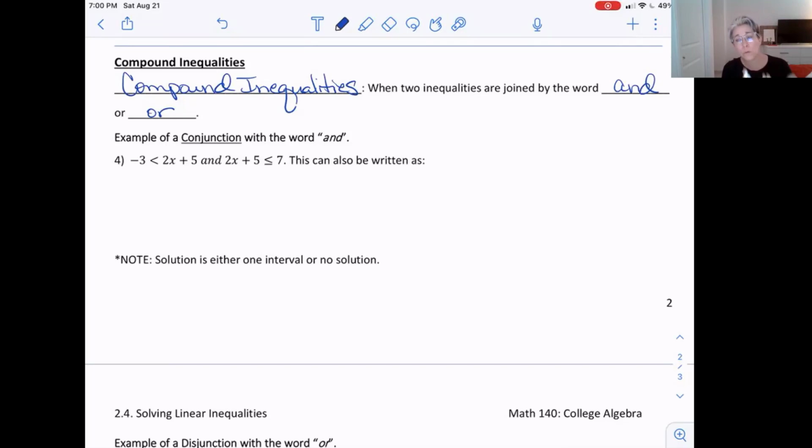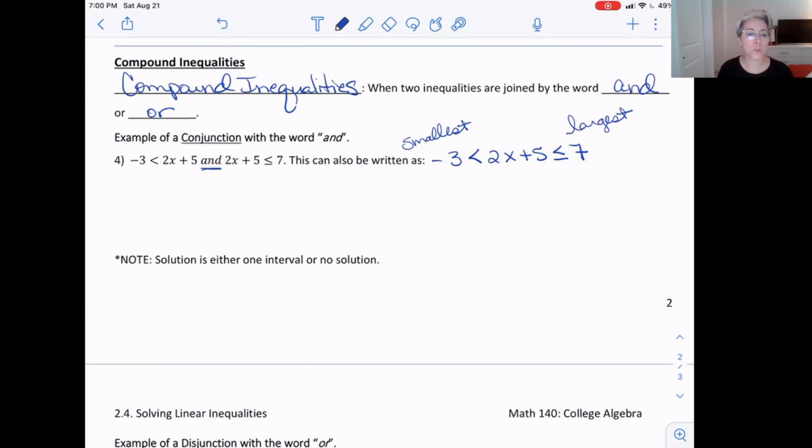Because two of those are identical, the 2x plus 5 and the 2x plus 5, we can write this as one inequality: negative 3 less than 2x plus 5 less than or equal to 7. This only works if you're going from smallest to largest and you have the word and in it.